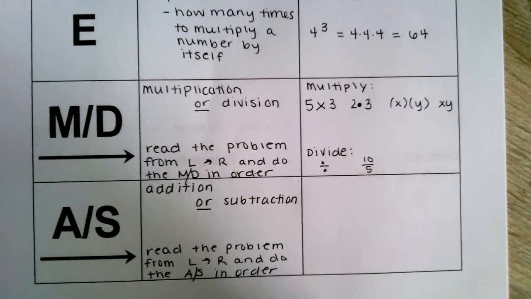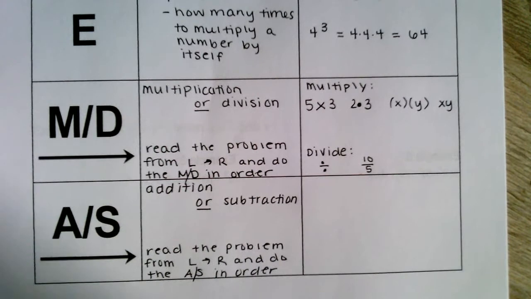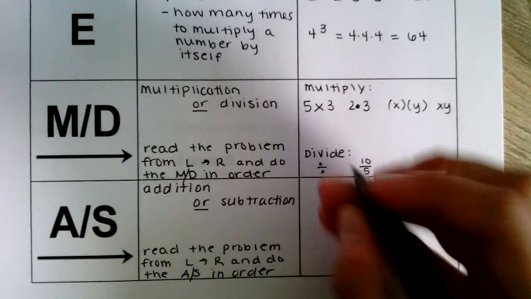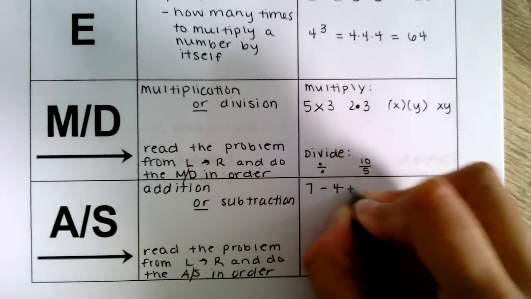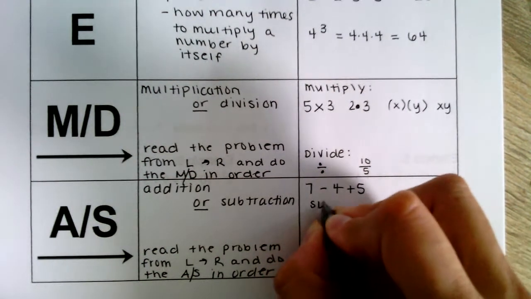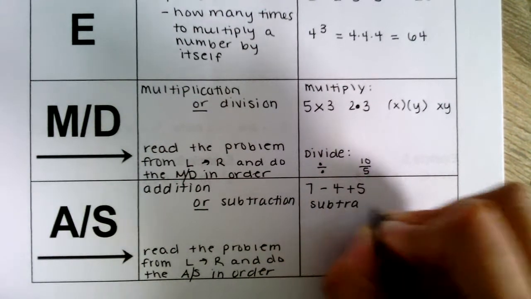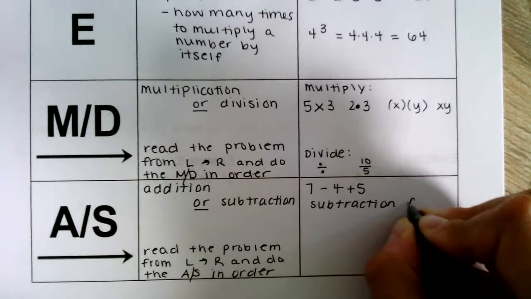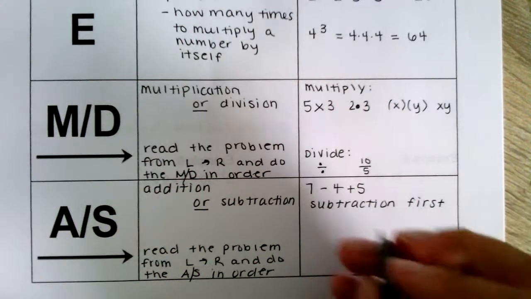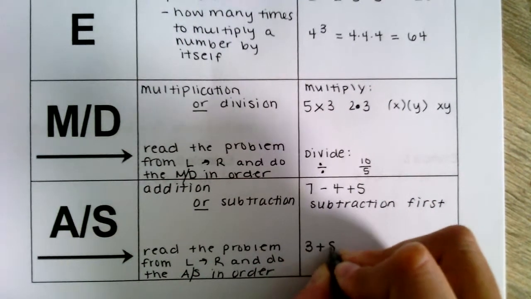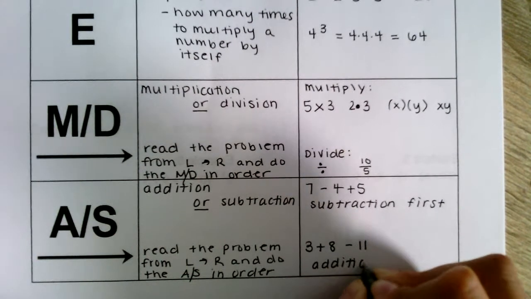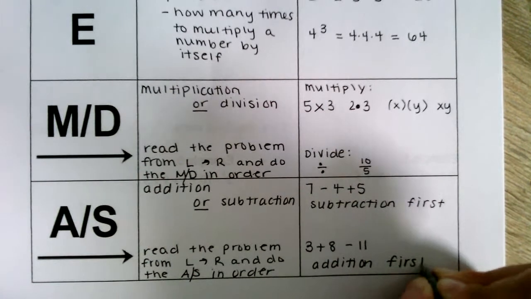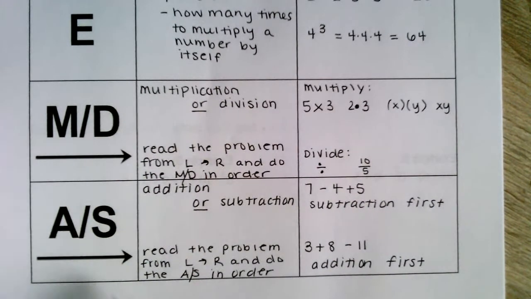So obviously we have one symbol for each of these. We've got our addition is our plus sign and subtraction is our negative or minus sign. So here's an example. You could have something like 7 minus 4 plus 5. Here you would do subtraction first. Or if you had an example that was like 3 plus 8 minus 11, that would obviously be addition first. So in these cases, since we have both, we have to again move from left to right in order to figure out which one we're going to do first.